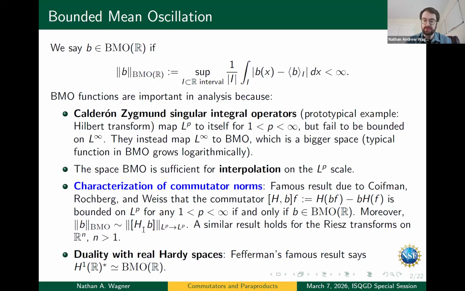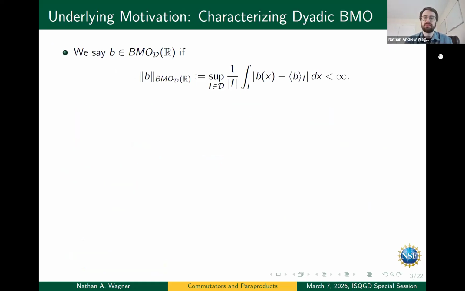And there's a similar result that holds for the Riesz transforms in higher dimensions. And finally, BMO is important because of duality. So Charles Fefferman has a very, very famous result back to the 70s that the dual of the real Hardy space H1 is isomorphic to BMO. And real Hardy spaces are also important in the context of singular integrals, connections with complex function theory, and so forth. So this is a really fundamental, important space, and we want to understand it more. That's the underlying motivation of a lot of this talk.